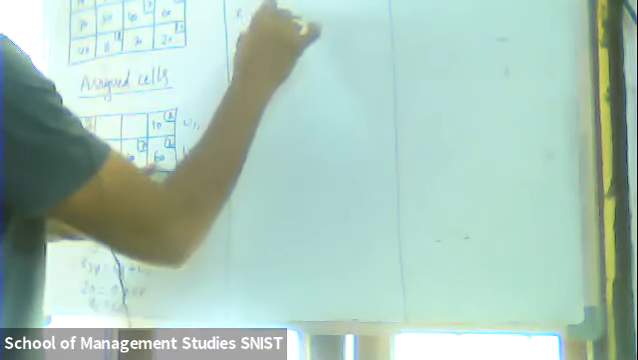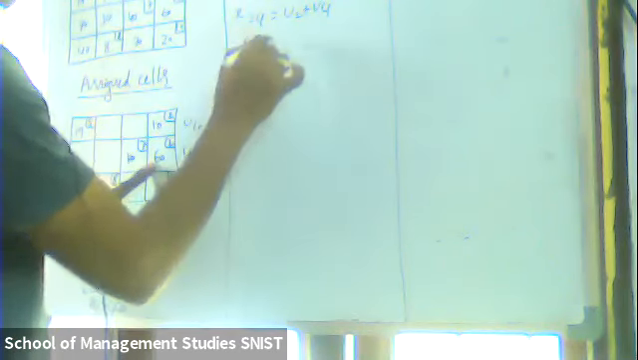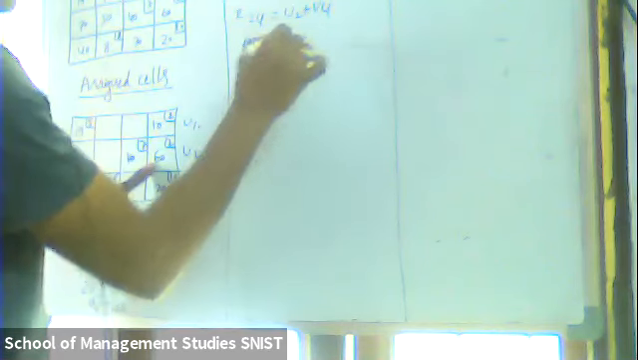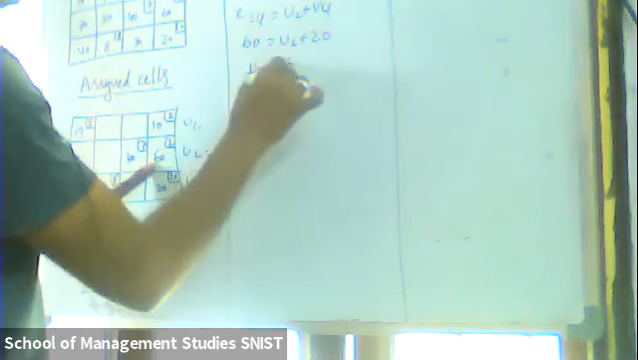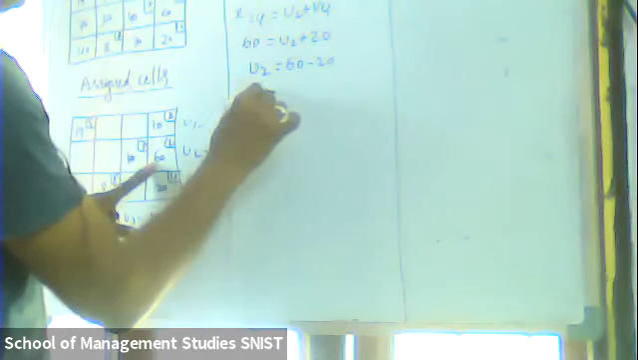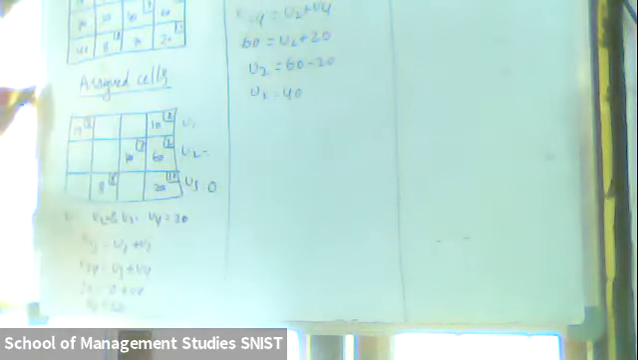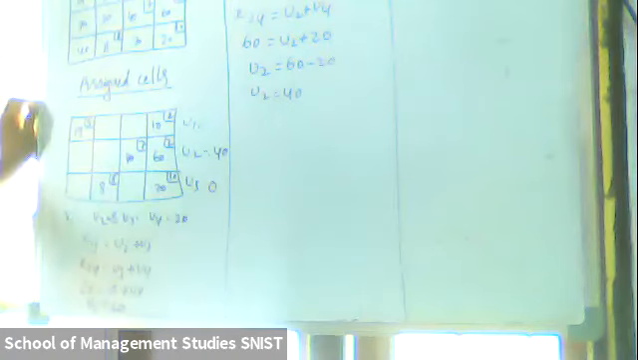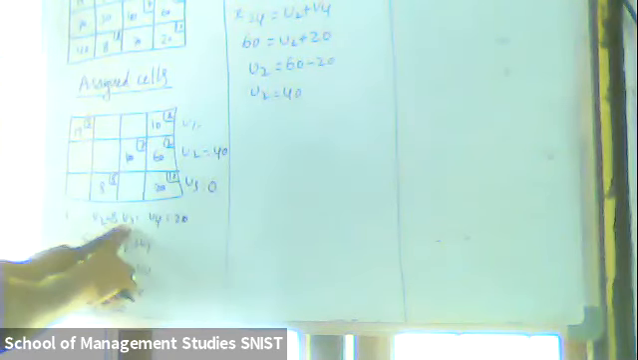So I'm calculating first x24, u2 plus v4, x24 is 60. So u2 we need to find out. v4 is 20, so u2 equals 60 minus 20. Then u2 equals how much? 40. u2 equals 40. Now when you have calculated u2, then you can calculate v3, right?